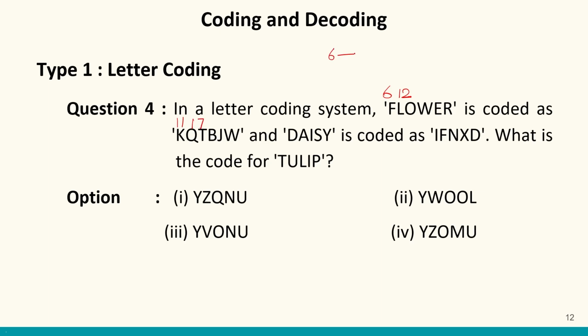So from 6 to 11, we are adding 5. Similarly, from L, if we are going to Q, we are going plus 5. So there's a pattern of plus 5. We can confirm it from Daisy as well. Let us just pick a random number.